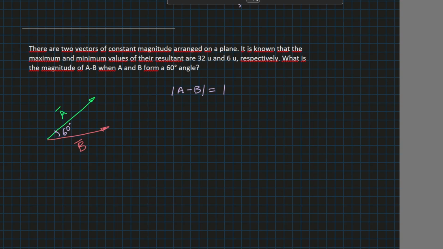So this will be the magnitude, the square root of A squared plus B squared minus 2 times the magnitude of A, the magnitude of B, cosine of the angle, which is an angle theta. Sorry, so let's say minus B here, minus B.